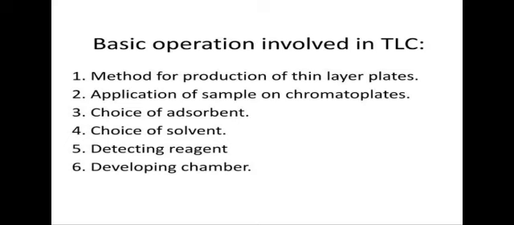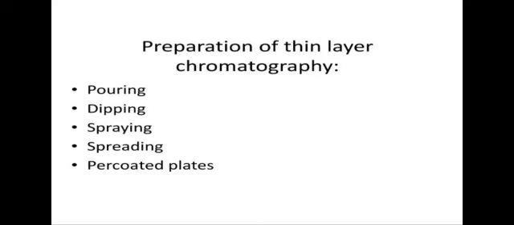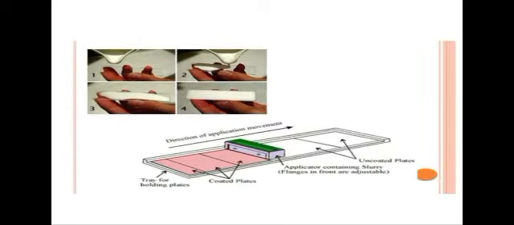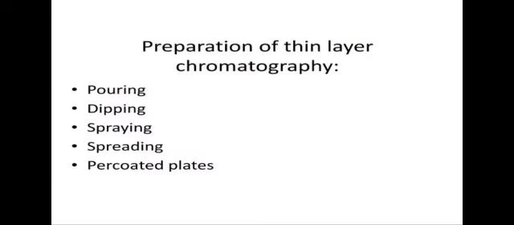Next we see the preparation of the TLC plate. There are five preparation methods: pouring, dipping, spraying, spreading, and pre-coated plates. First is pouring, second is dipping, third is spraying, and then spreading and pre-coated plates. Let us see each briefly.